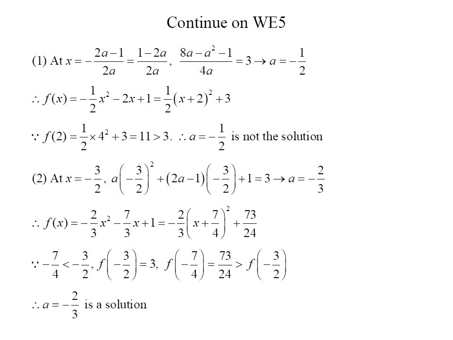As it can be seen, in this case, the x-coordinate of the turning point is on the left side of the given domain. Therefore, over the given domain, this quadratic is a strictly decreasing function, and its maximum value is at its lower end point. Therefore, a equals negative 2 over 3 is a solution we need.